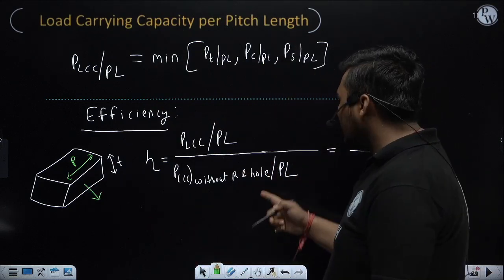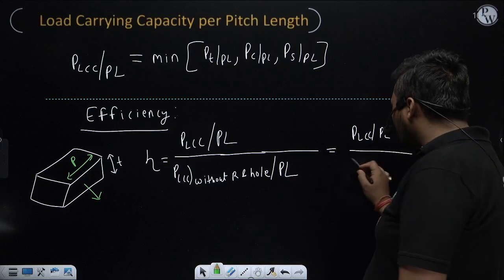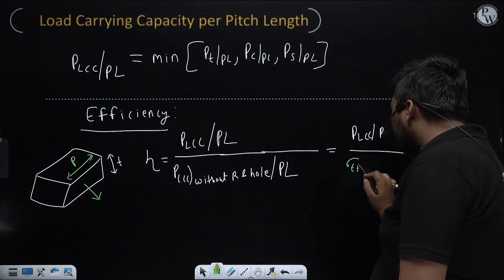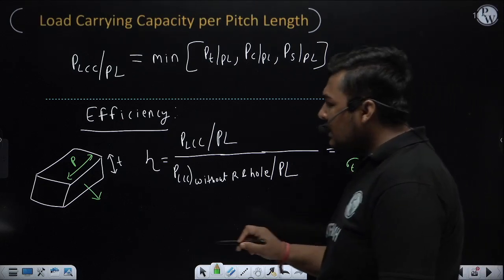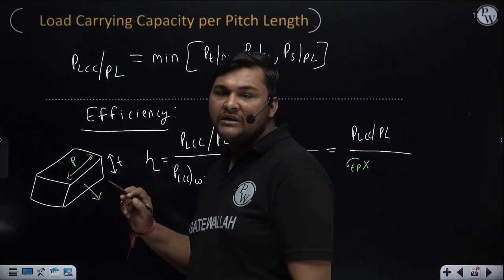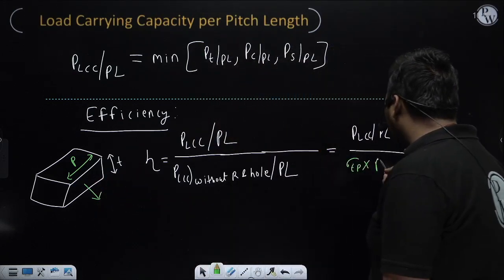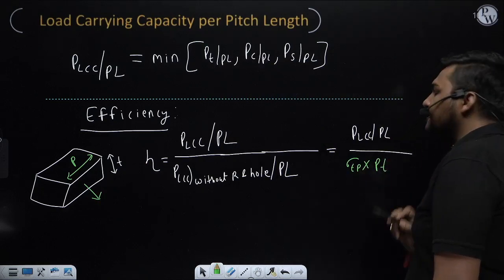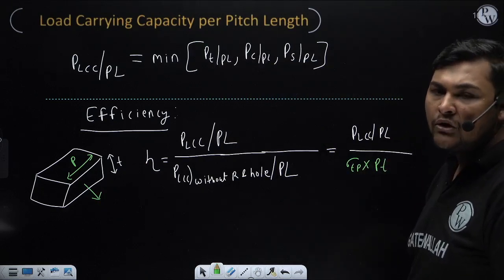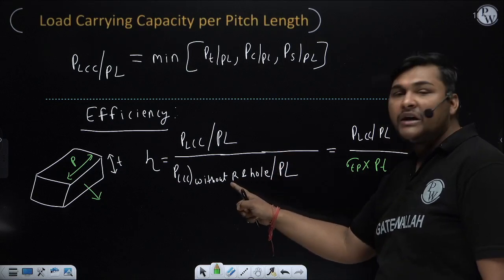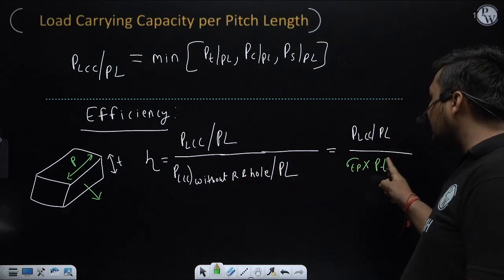Since we are calculating load carrying capacity, we will equate sigma t with the permissible sigma tp into the effective area of this plate per pitch length. If no rivet hole is coming, the effective area will be p into t. You can remember this expression directly: if you are writing total load carrying capacity without rivet and hole, it will be sigma tp into w into t.